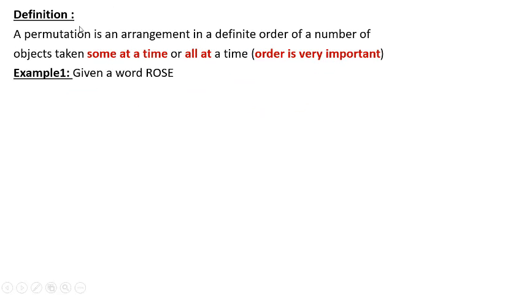Let's start with the definition. A permutation is an arrangement in a definite order of a number of objects, taken some at a time or all at a time. Of course, order is very important. We will display some examples to understand well the difference between taking some objects at a time or taking all at a time.